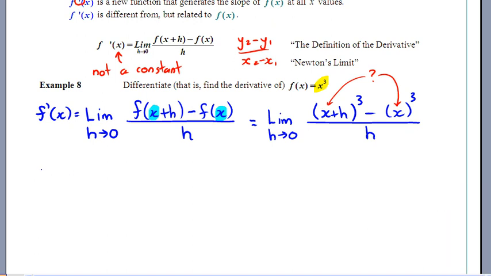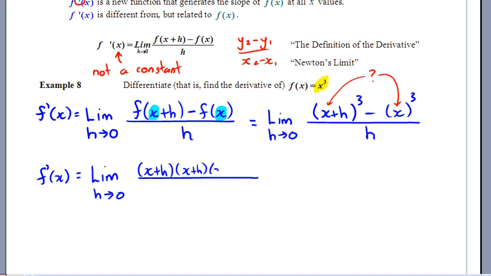Okay, so let's see what we get here. So this derivative, I'm going to write this a few times, getting used to writing it like that. Limit as h goes to 0. Okay, so we have to go and cube that x plus h. That means x plus h multiplied by another x plus h multiplied by another x plus h. Wow, that's a lot of cubing here. Minus x cubed. It's going to be a lot of multiplying.